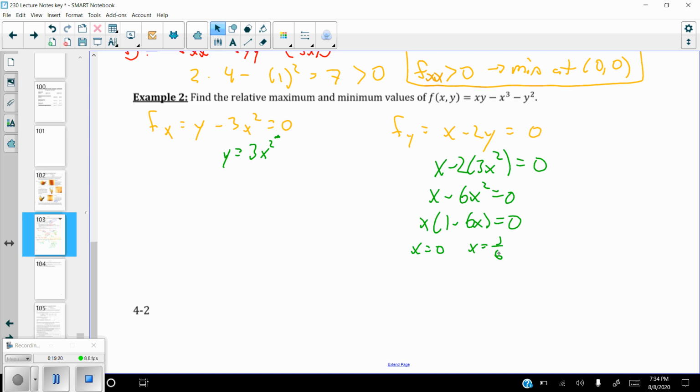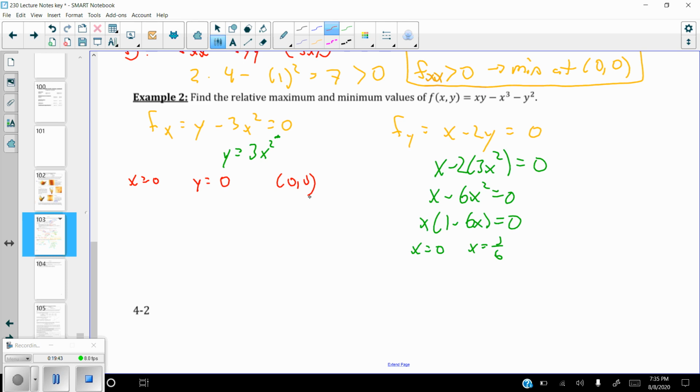Which means I'm probably going to get two different y values. So I'm going to have two critical points in this case. So I'm going to take the 0, and I'm going to plug it in for x. So if x is 0, y equals 3x squared is also going to give me 0. So my first critical point is (0, 0).